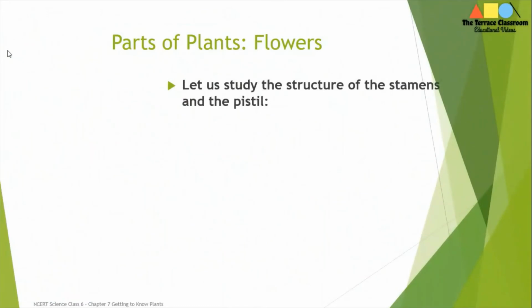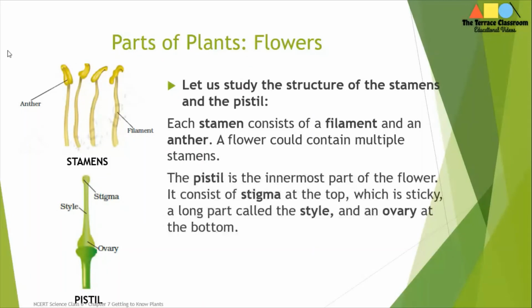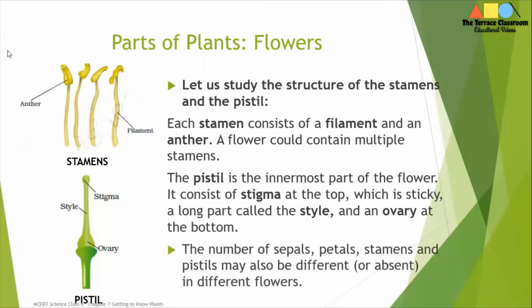Let us study the structure of the stamens and the pistil. Each stamen consists of a filament and an anther. A flower could contain multiple stamens. The pistil is the innermost part of the flower. It consists of the stigma at the top, which is sticky, a long part called the style, and an ovary at the bottom. The number of sepals, petals, stamens, and pistils may also be different or absent in different flowers.